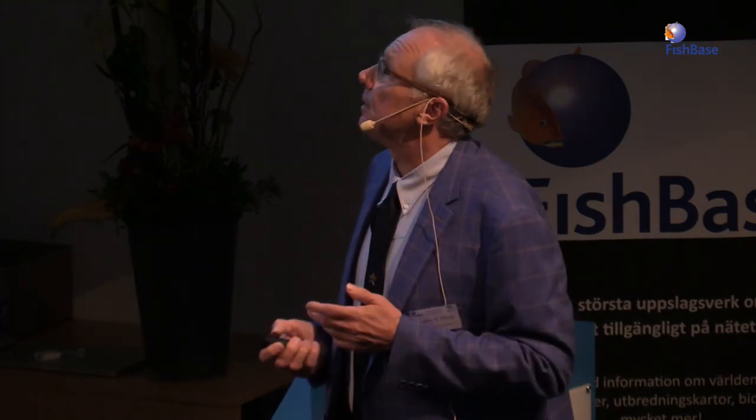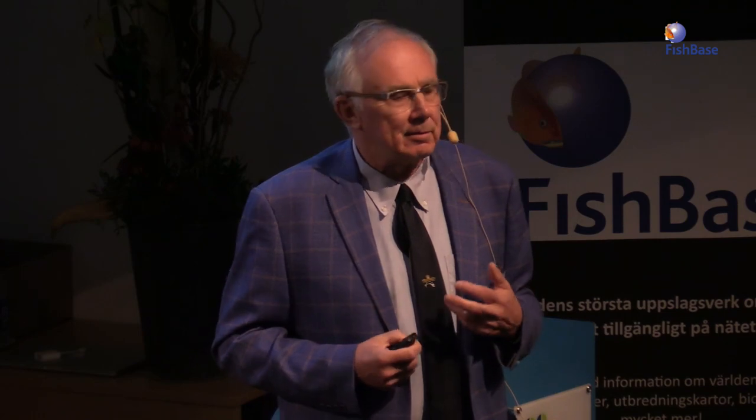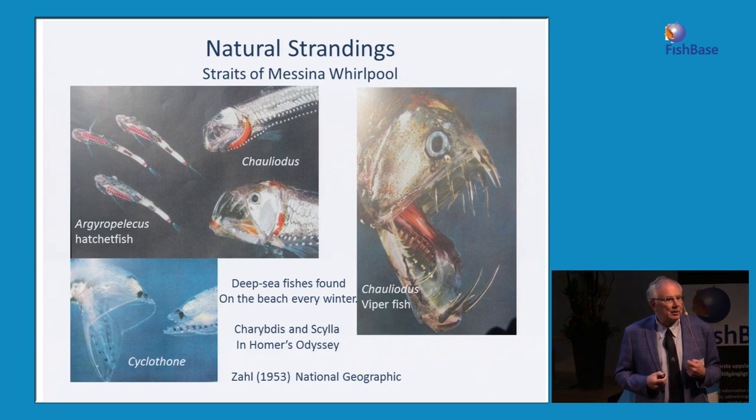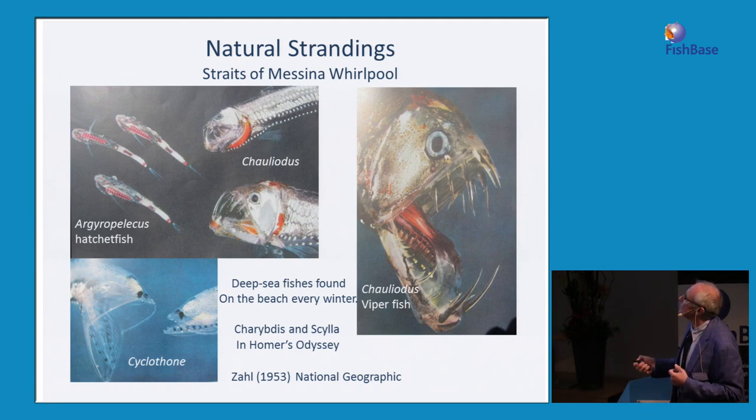Now, it seems unlikely that humans were totally unaware that there are deep sea fishes, because there are natural strandings. These are pictures of fish picked up on the beach on the shores of Sicily around the Straits of Messina, where in certain weather conditions, deep sea fishes are swept to the surface and are washed up on the beach. And in Homer's Odyssey, Charybdis and Scylla, deep sea monsters in the Messina whirlpools, are mentioned. So it's likely that the ancient Greeks were aware of weird monster-like fishes appearing from the deep.